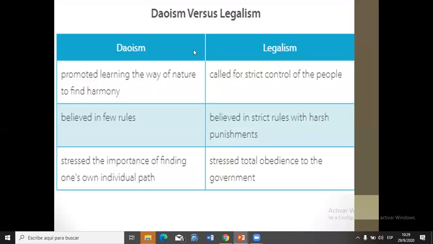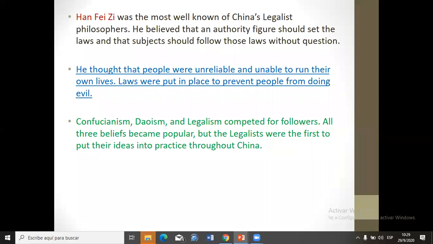Over here, there is a list that contrasts both Taoism and legalism. Taoism promotes the learned way of nature, and legalism calls for the strict control of the people. So over here they believe in love, over here in laws, and over here they believe that everyone should follow what is happening in nature. They believe in few rules. They believe in strict rules with harsh punishment, consequences, right?